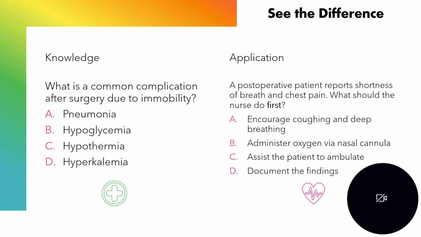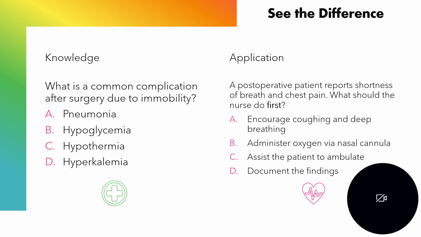Now let's compare a knowledge question and an application question. Let's see if you can see the difference. So the knowledge question asks, what is a common complication after surgery due to immobility? Very straightforward. What is the complication? You could even get rid of everything else in that question. What is the common complication? You're looking for a specific complication. Straightforward fact, what do you know? For this question, the correct answer is pneumonia. Again, this question simply tests whether you know the complication or you don't.